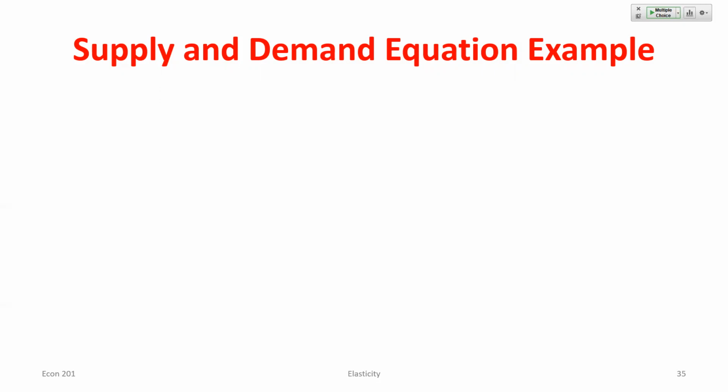So we have equations for supply and demand. These two values, 80 and 20, would represent the intercepts. And then -4 and 2 would represent the slopes of those two curves. We always know that for demand, we should have a negative slope, and for supply, it should always be a positive slope.